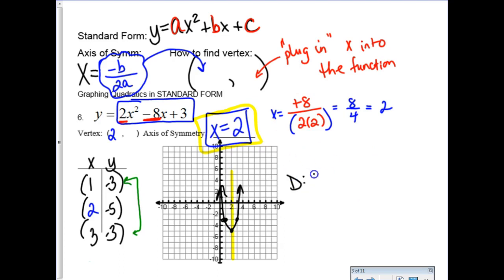Just for funsies, let's talk about domain. Left to right, this function goes forever, so -infinity to infinity. And then the range begins down here at y equals -5, and then goes up to forever. And it has to be in that order.